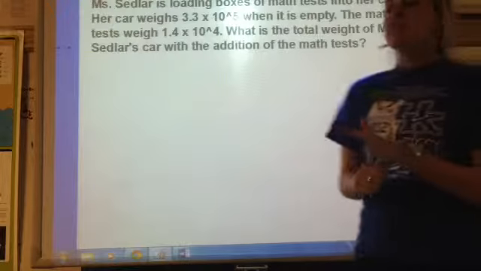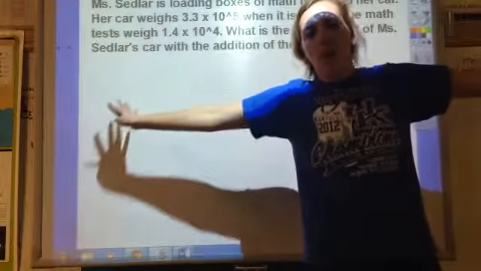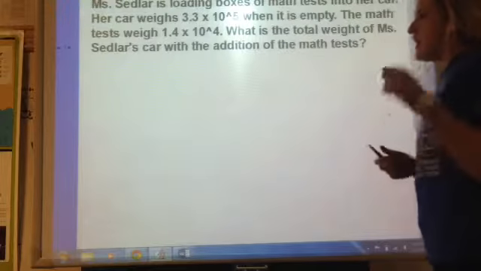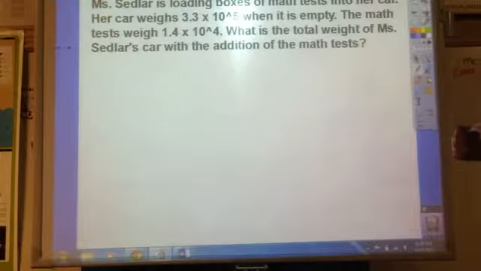All right, guys, believe it or not, scientific notation didn't go away. You're going to see it on your benchmark. So let's go ahead and review some word problems. Ms. Sudler is loading boxes of math tests into her car. Her car weighs 3.3 times 10 to the 5th when it is empty. The math tests weigh 1.4 times 10 to the 4th. What is the total weight of Ms. Sudler's car with the addition of the math test?